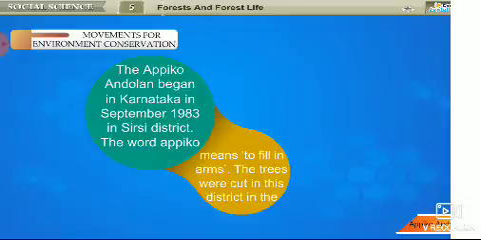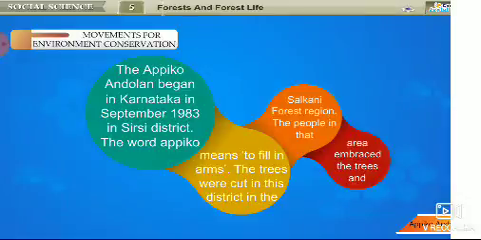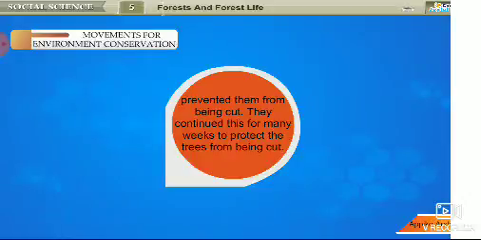Appiko Andolan. The Appiko Andolan began in Karnataka in September 1983 in Sirsi district. The word Appiko means to fill in arms. The trees were cut in this district in the Salkani forest region. The people in that area embraced the trees and prevented them from being cut. They continued this for many weeks to protect the trees from being cut.